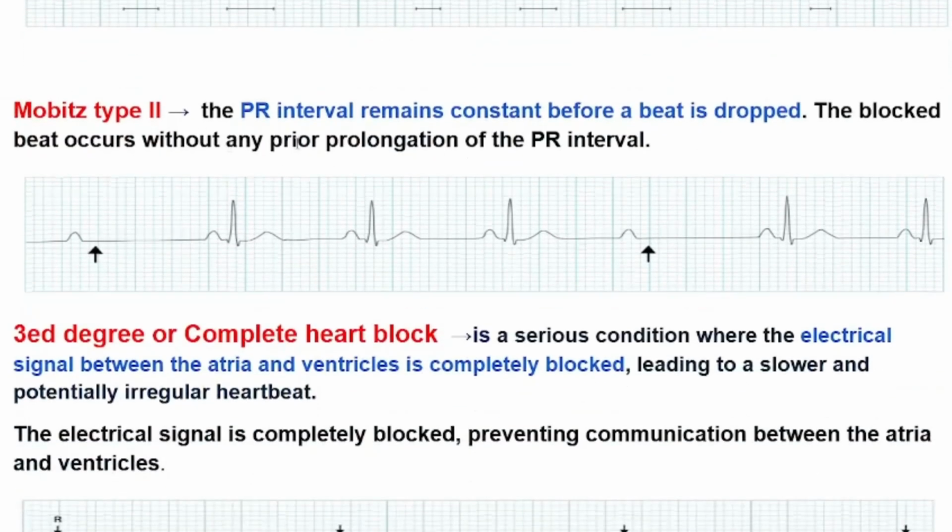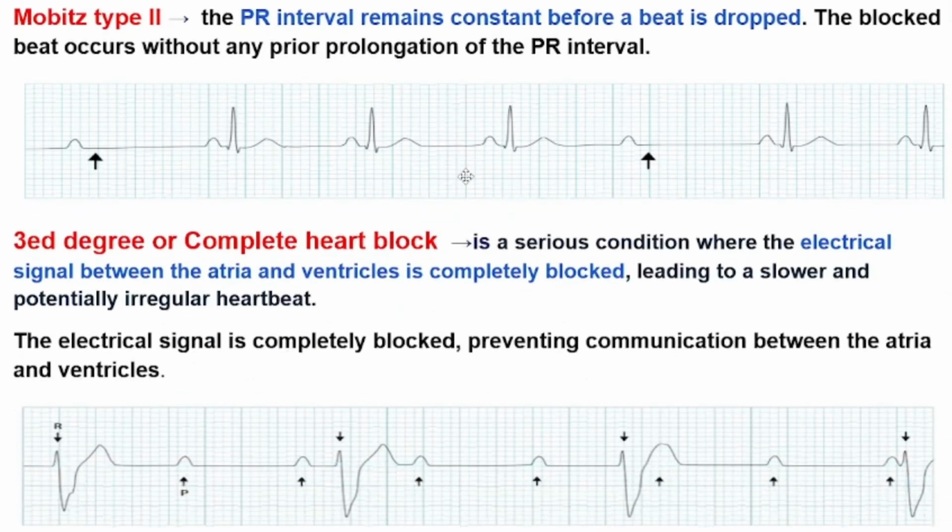In Mobitz type 2, the PR interval remains constant before a beat is dropped. The blocked beat occurs without any prior prolongation of the PR interval. As we can see here, the P wave, but here we don't have a QRS complex. Here we have constant PR intervals. The PR interval is not prolonged and it's constant.